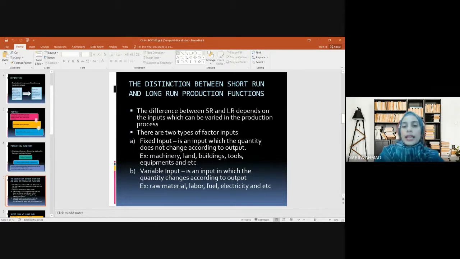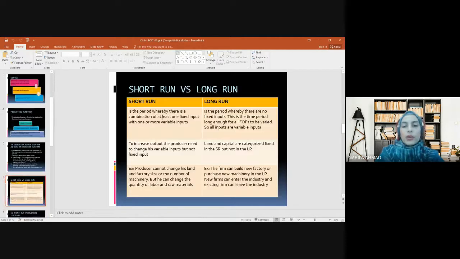Variable input is an input in which the quantity changes according to output. So variable input ni adalah input yang boleh berubah-ubah. For example, raw material, labor, fuel, electricity and so on. So macam labor lah. Ya, kita nak labor, nak pekerja, hari ni boleh tambah, besok boleh tambah, lusa boleh tambah. Ya. Nak kurangkan, boleh je buang saja pekerja. Okay, begitu juga dengan raw material, fuel, electricity semua adalah variable input, boleh berubah. Right? So, kita baru boleh nak lihatlah the difference between short run and long run.